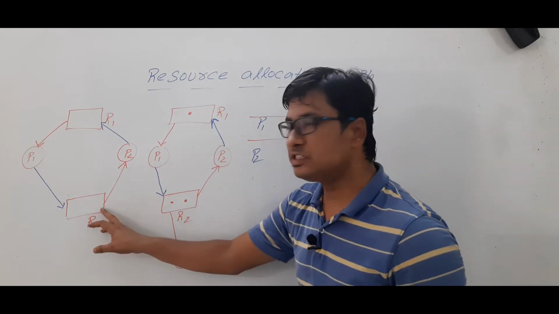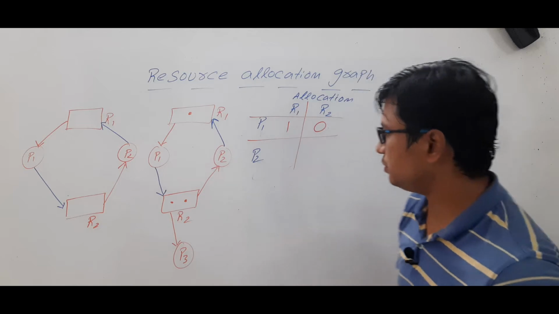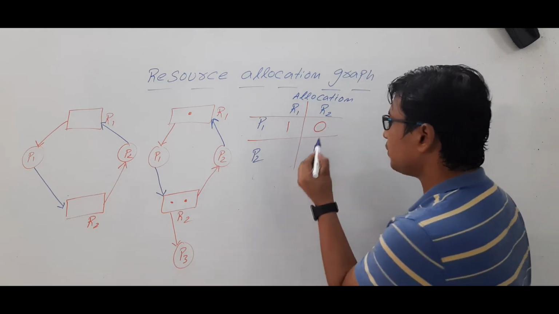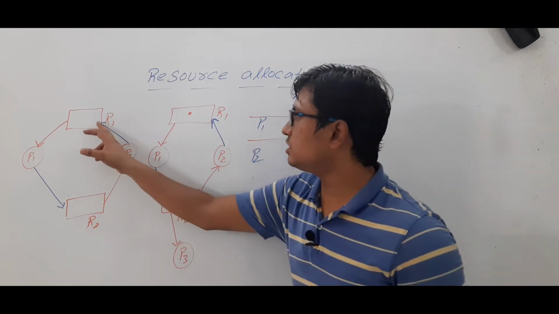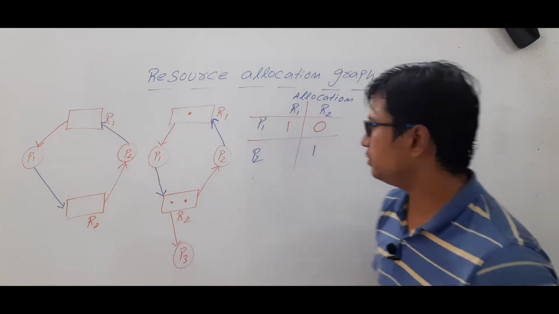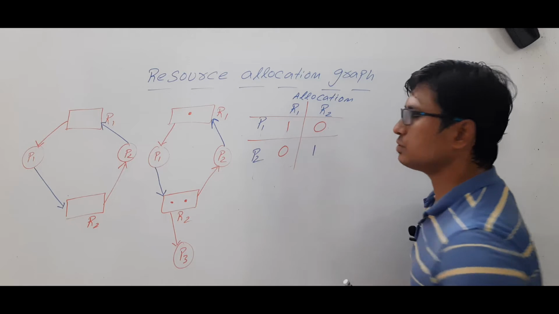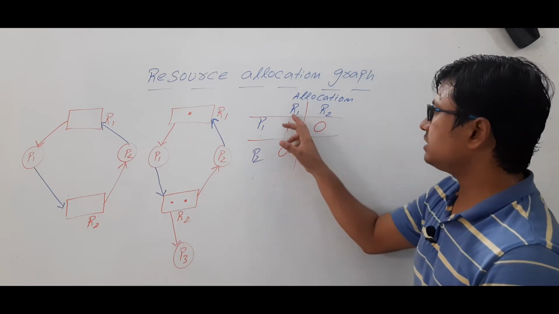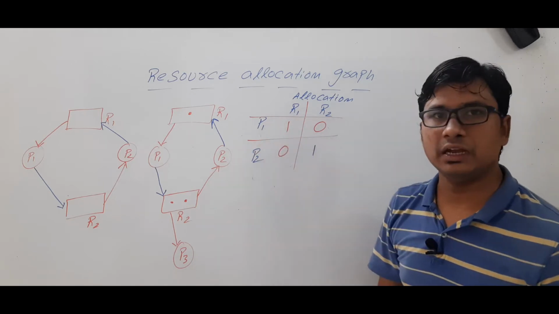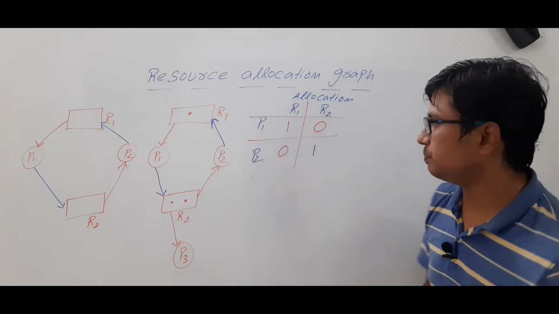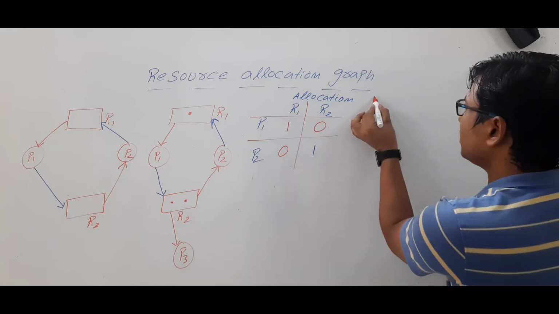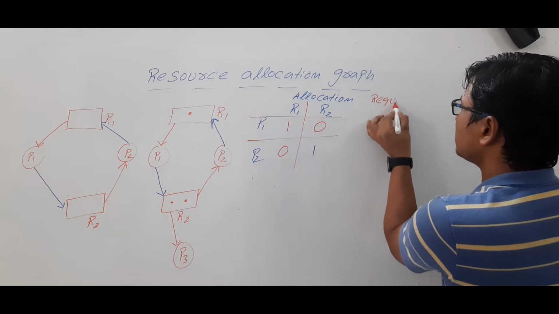Similarly, there is an edge from R2 to P2. So one instance of resource R2 has been allocated to the process P2. There is no edge from R1 to P2, so this value will be 0. So it means that one instance of resource R1 has been allocated to P1, and one instance of resource R2 has been allocated to P2. Now we will find the requirement or the future need.